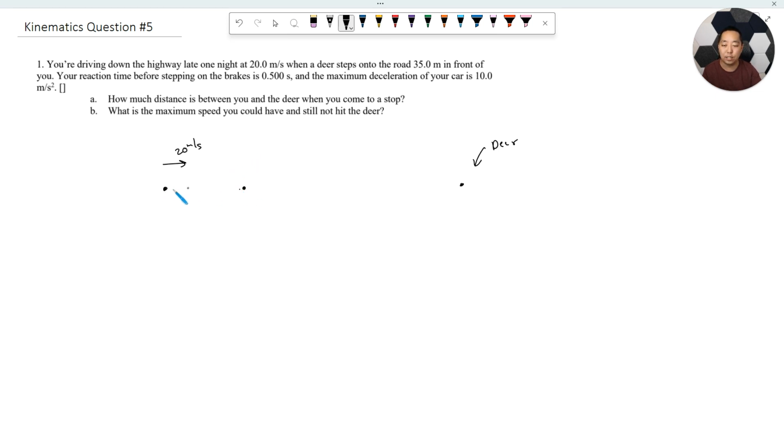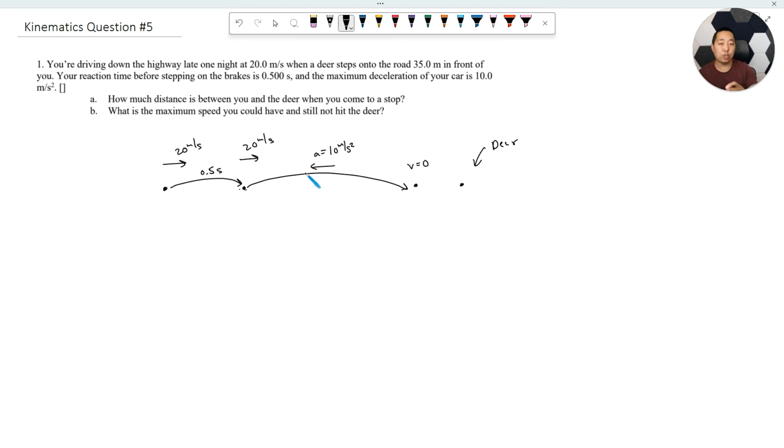So during this time from here to here, we'll call this the time that we're not braking. We're going 20 meters per second the entire time, okay? And then we step on the brakes, and our acceleration becomes 10 meters per second squared to slow down. So this motion from here to here takes 0.5 seconds. And then the motion from here to, we're not going to hit the deer, because the question is how much distance between you and the deer when you come to a stop. So at some point, we stop somewhere else where the velocity is zero, and we have the acceleration here.